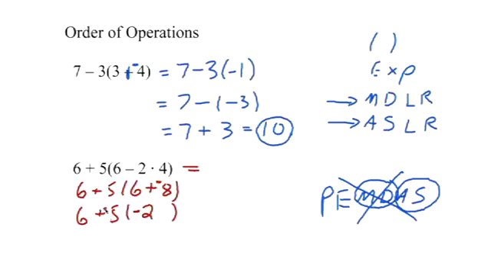I now have addition and multiplication. I need to do the multiplication first. 5 times -2 is -10. Opposite sign, so the answer is negative. And finally, I'm adding. The signs are different, so 10 minus 6 is 4. 10's bigger than 6, and it's negative, so the answer is negative. Or you could go back and think about money. If you have $6, but you owe somebody $10, you're behind by $4.